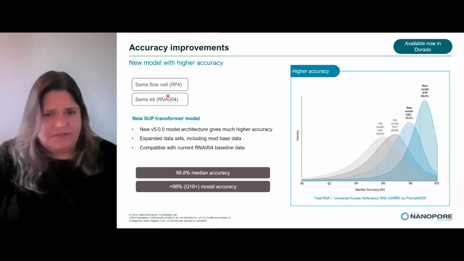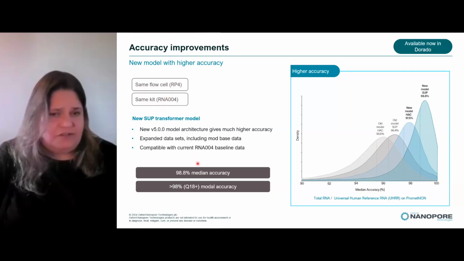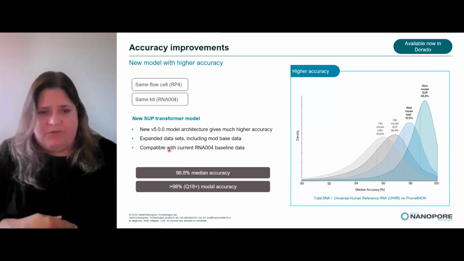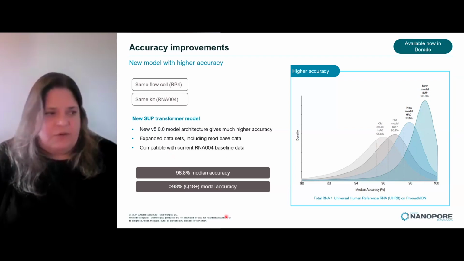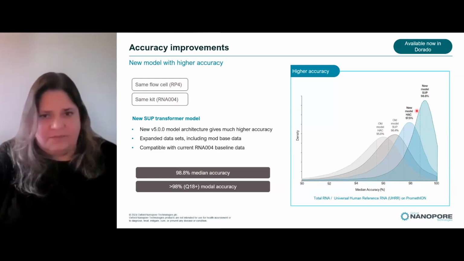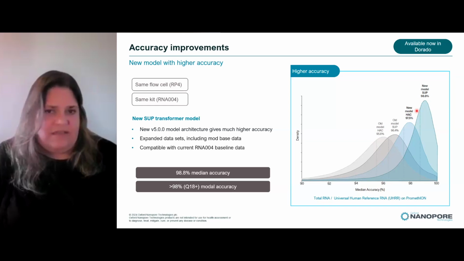This is all the same flow cell, same kit. If you've already generated data on RNA-4, say, before these models were released, it is backwards compatible, so to speak. If you've already got those data and you've got the Fast5s or the Pod5s, you can run them through these new base callers and get that accuracy again. So it just depends on whether you've got those data. We're very excited by this, which is really good because we're getting close to what the DNA accuracies are, which is good.